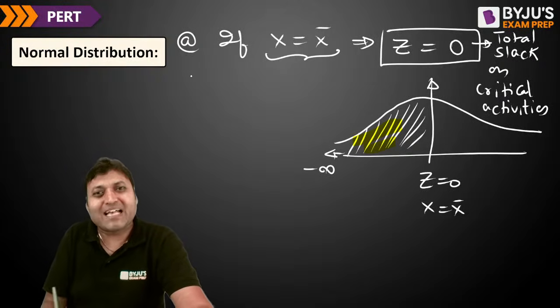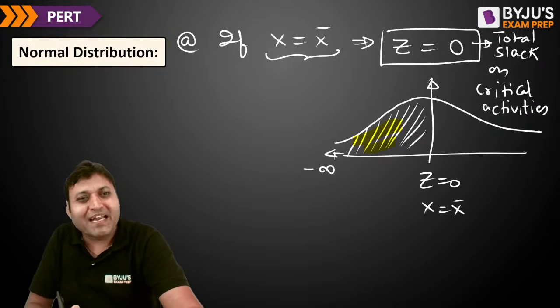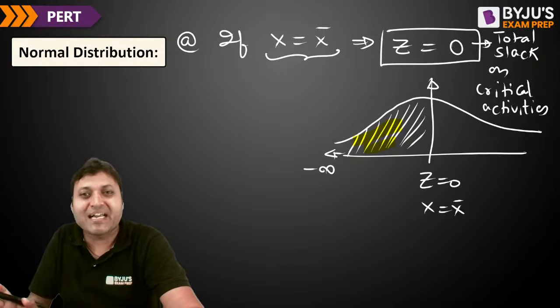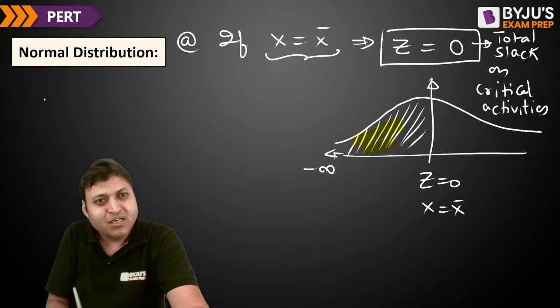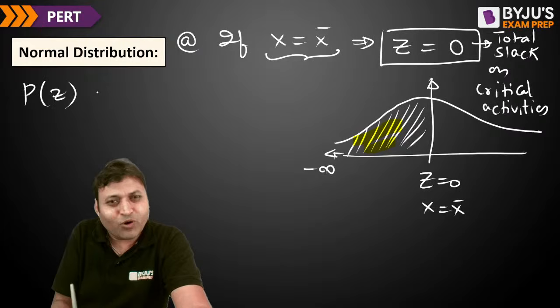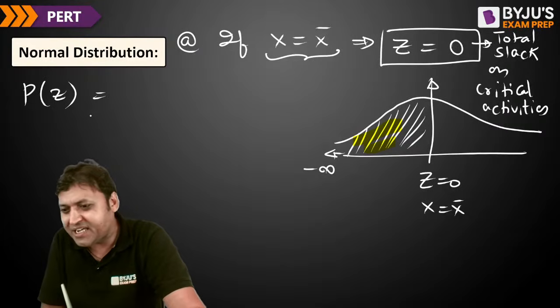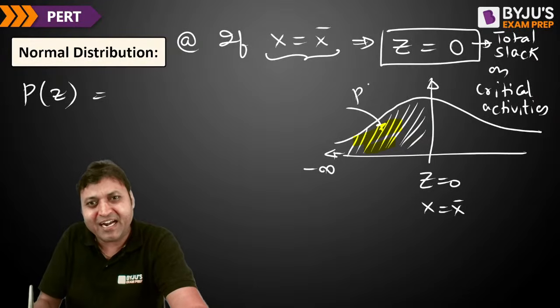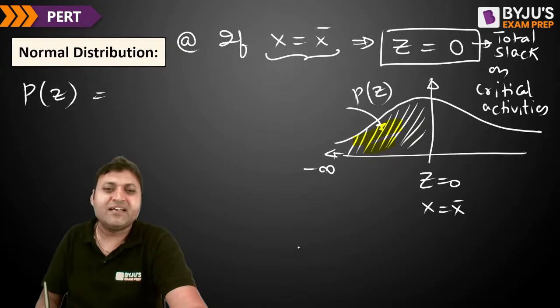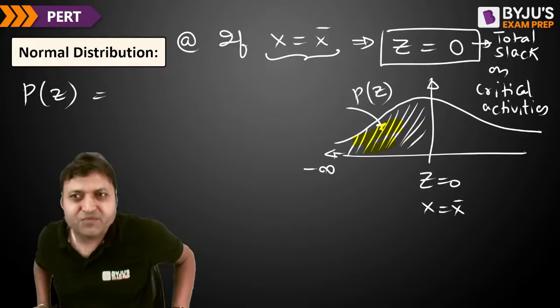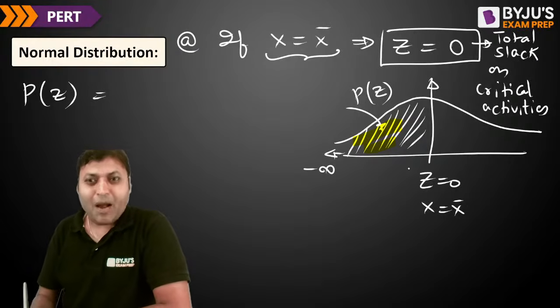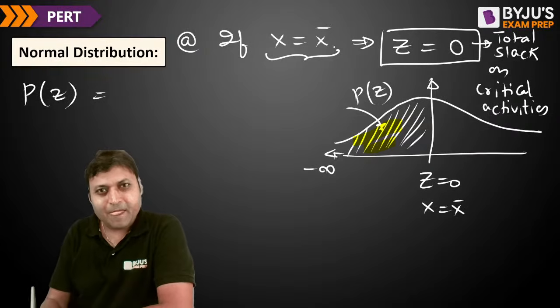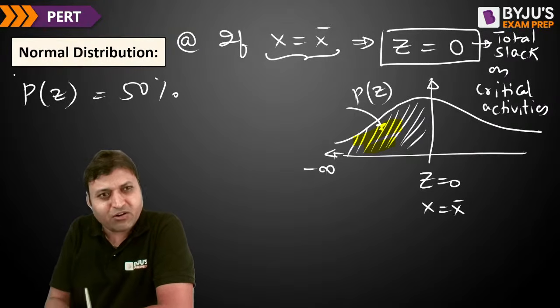If x is equal to x bar, it means if we want to find out the probability of completion of the project in x bar time, that is the expected time. So what will be the value of PZ? PZ is the area under the normal distribution curve up to x. And x is equal to x bar means this point. So are you getting 50% or not?